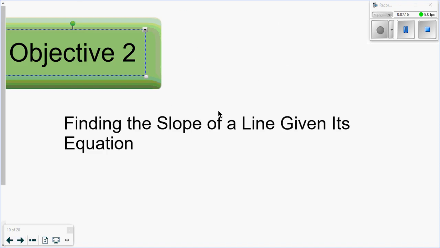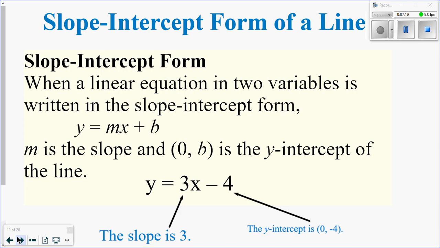All right, so now we're going to find the slope of a line if they give us the equation. Slope-intercept form, this is super, super important. This is one of the main concepts. y = mx + b. So y equals the slope times x plus the y-intercept. Remember, your y-intercept is written in this format.